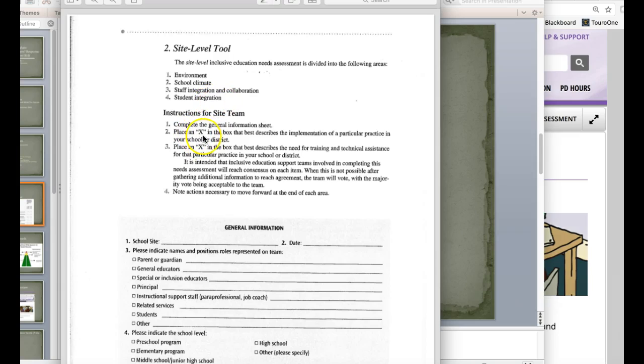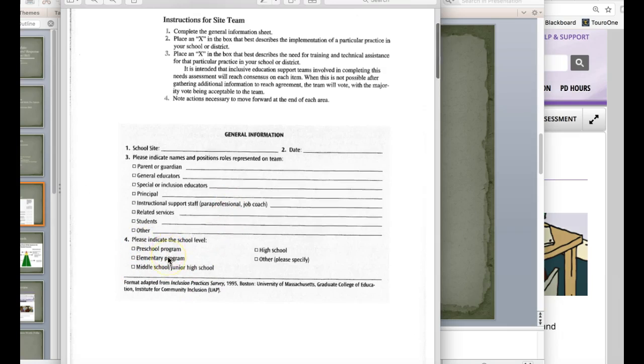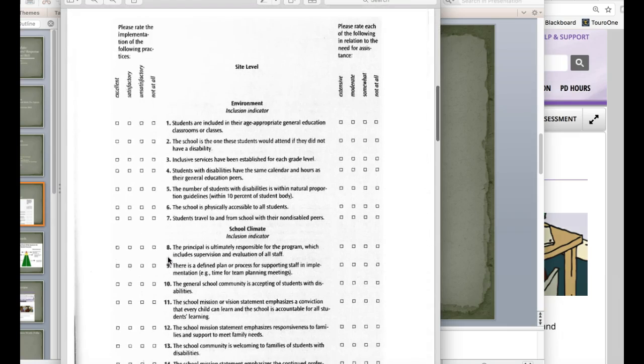You're going to put an X in the box that best describes who you are and the type of school that it is. So you can just write the school site and the date, and then you might be other, or you could be a teacher that's at the site. I did have a principal in one of my classes one time. I've had some instructional aides. So whatever best fits you. And then we want to know the school level. And then it goes right into the survey.